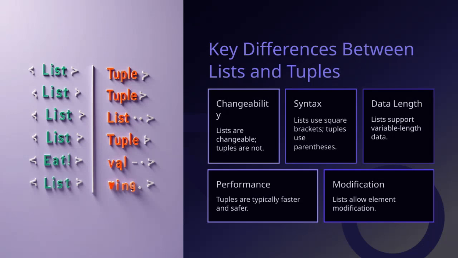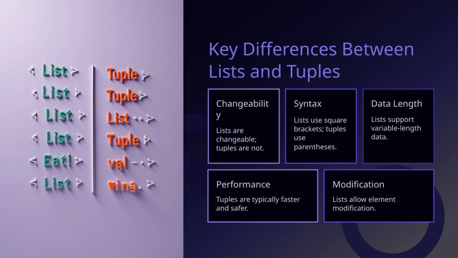Let's talk about some key differences between lists and tuples. First, lists support variable length data, which means you can add or remove elements easily. This makes lists very flexible for many programming scenarios. They also allow element modification, so you can change items after creating the list. When it comes to syntax, you'll notice that lists use square brackets like this, while tuples use parentheses. This is an important visual cue to distinguish them.